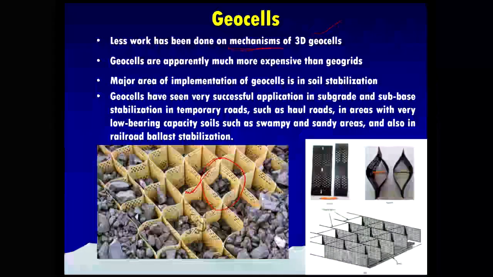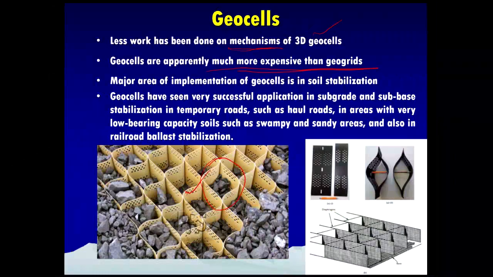And these geocells are apparently much more expensive than the geogrid materials. The major area of implementation of geocells is in soil stabilization. Geocells have seen very successful application in the subgrade as well as the subbase and in temporary roads, in areas with very low bearing capacity, as mentioned by Professor Ramanamurthy in the morning: the expansive soils or black cotton soils, weak soils such as swampy and sandy areas, and also in railroad ballast stabilization. Geocell materials have been preferred.